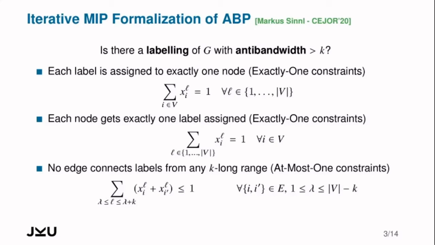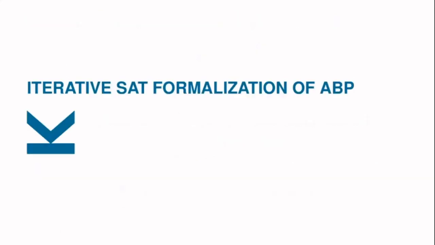And this is ensured with a set of at most one constraints. So this is the formalization that was introduced and which was efficiently solved by MIP solvers in previous work, and this is the starting point for all our proposed solution methods for the anti-bandwidth problem.